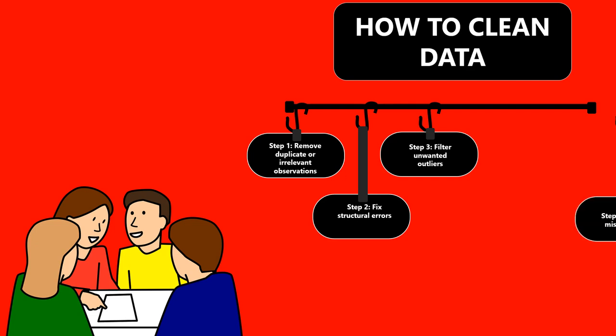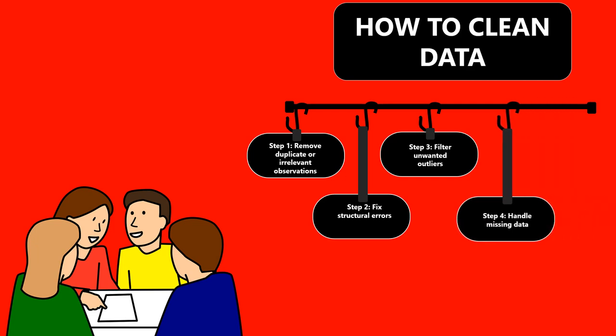Step number 4. Handle missing data. You can't ignore missing data because many algorithms will not accept missing values. There are a couple of ways to deal with missing data. Neither is optimal, but both can be considered. As a first option, you can drop observations that have missing values. By doing this, we drop or lose information, so be mindful of this before you remove it.